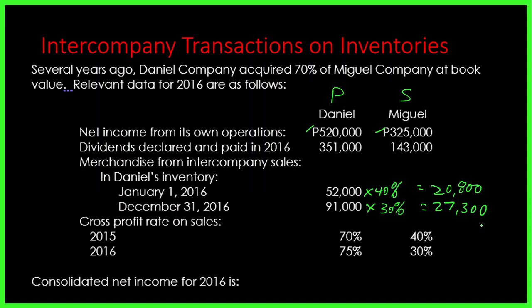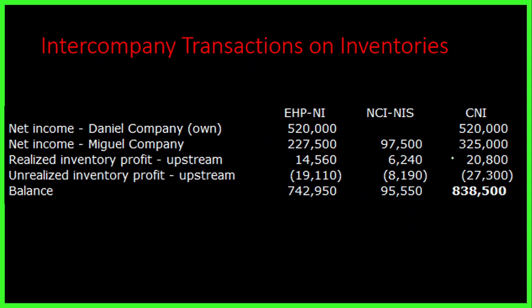If you are computing for the net income as far as the parent is concerned, no, we multiply this by 70%. Pag minority interest naman, you multiply this by 30%. But since we are looking for the consolidated net income, okay, we just use 100% of that. So you have 520 plus 325. We add 20,800 and we deduct 27,300 because this is the unrealized gross profit. Let's see. Ayun. Okay, so kahit yan lang yung solution mo, actually, mako-compute mo yung kailangan.